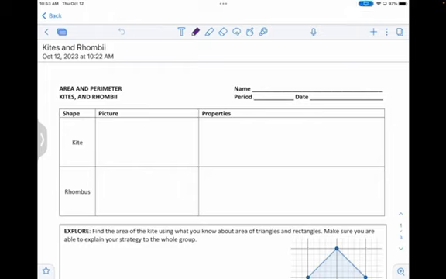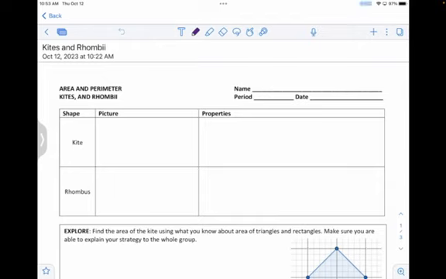All right, kites and rhombi. So, last time we talked about area of trapezoids and parallelograms. We have two different formulas for those. Today we're learning kite and rhombus, but guess what? They're the same formula.